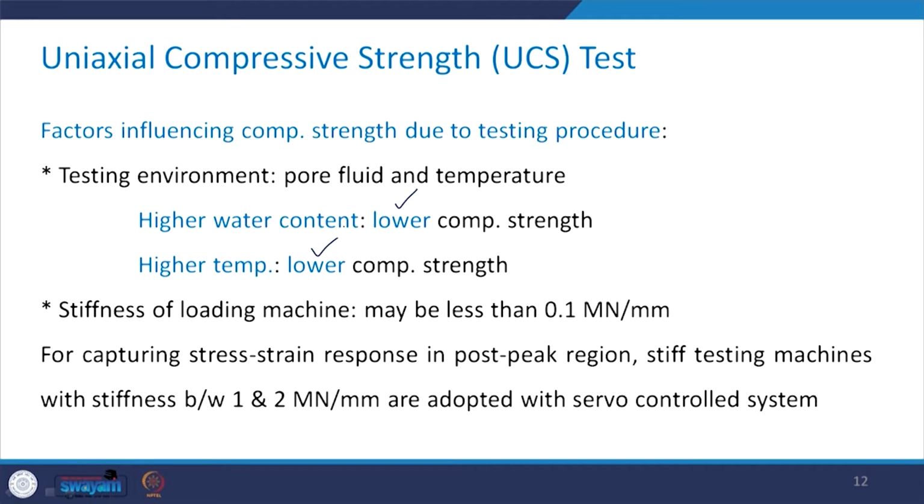Stiffness of the loading machine is another factor which influences the compressive strength. So it may be less than 0.1 meganewton per millimeter. Now, when you conduct the test, you don't apply the load in one go, you apply it in increments, like you do in case of the soil.